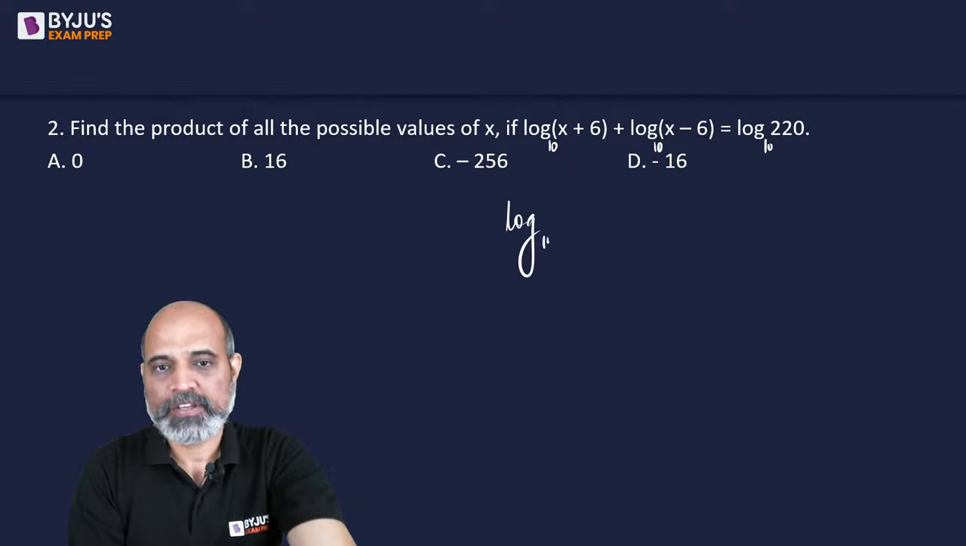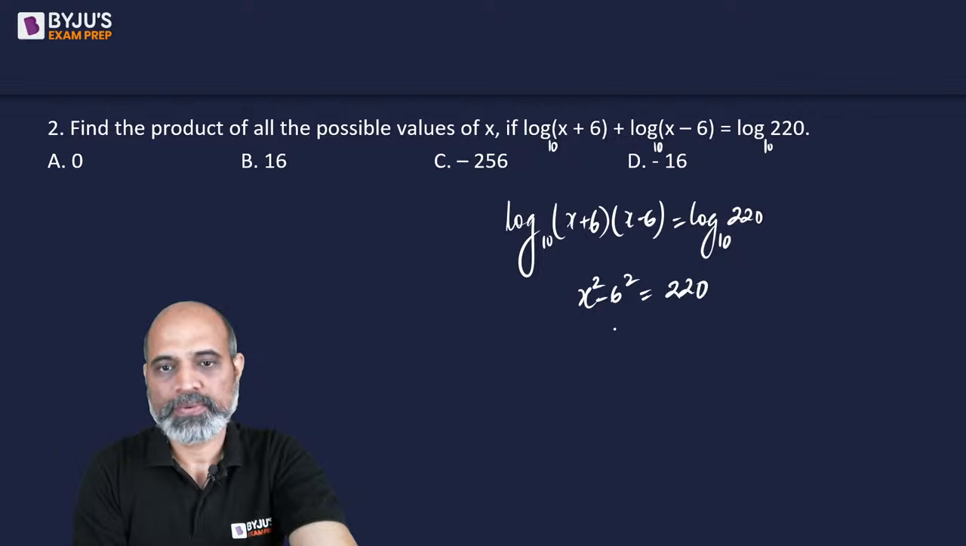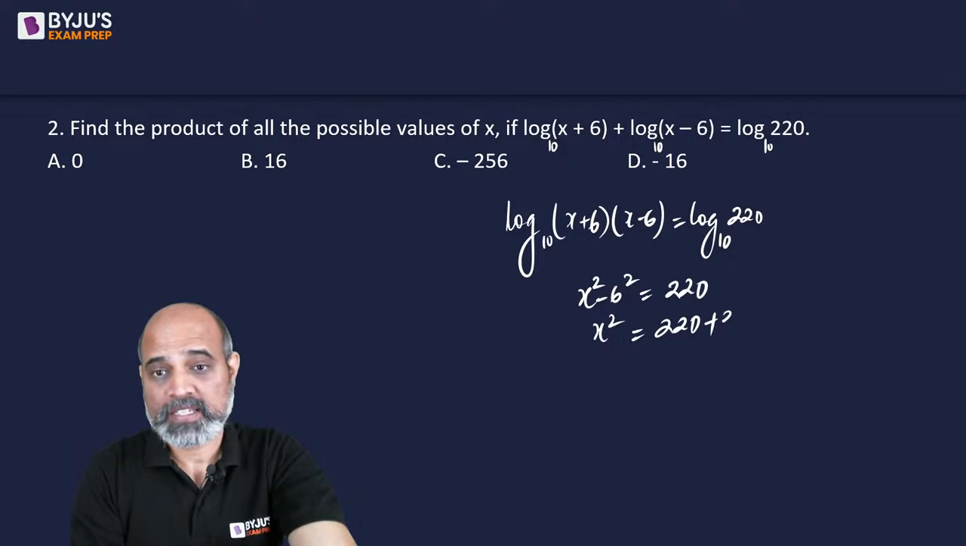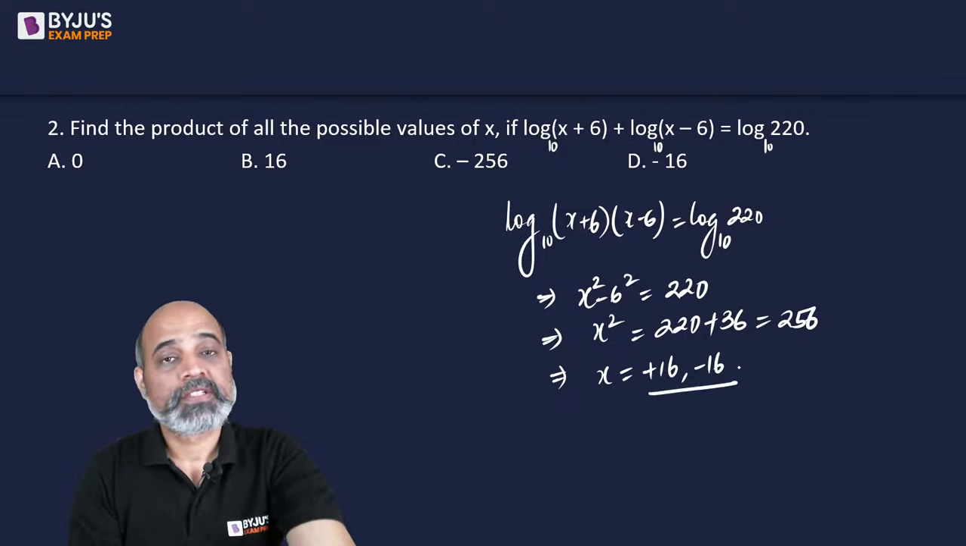So our left hand side will become x plus 6 into x minus 6 is equal to log 220 to the base 10. And we have common log on both the sides. So we will get x square minus 6 square is equal to 220. Or we'll get x square is equal to 220 plus 6 square, which is 36, which will give us 256. Now, since x square is going to be 256, we will get x is equal to either plus 16 or minus 16, right?